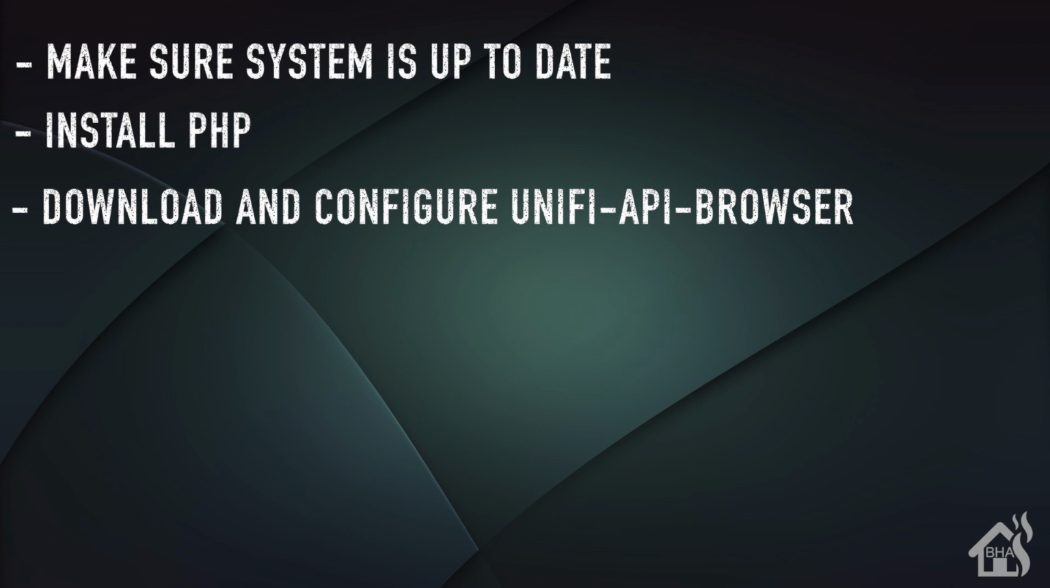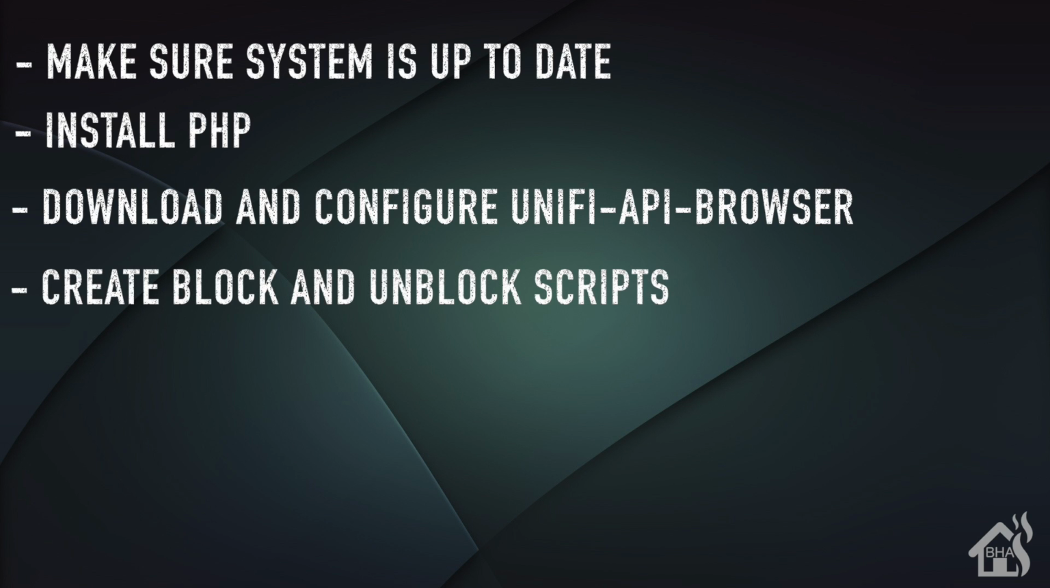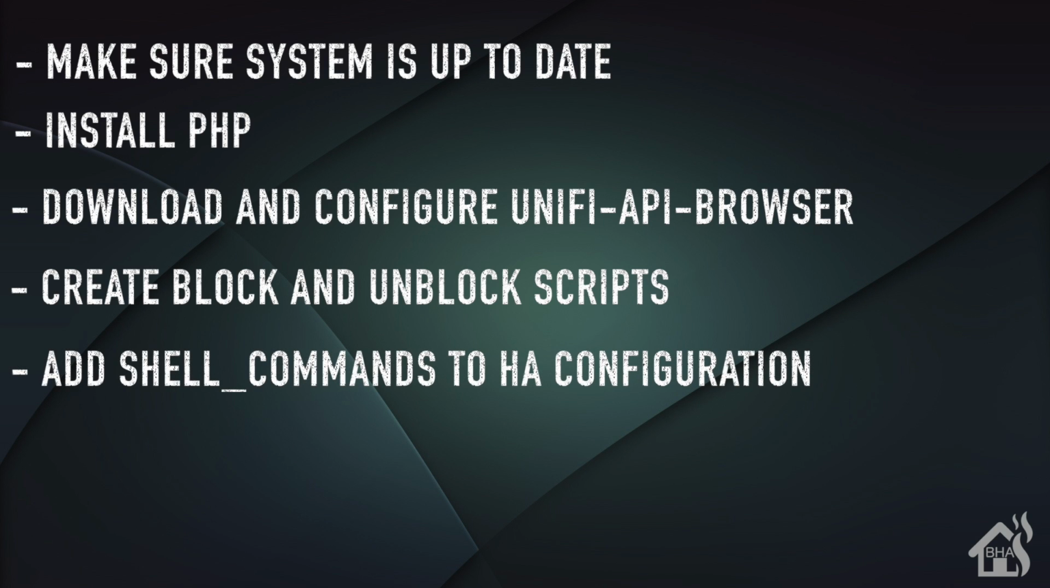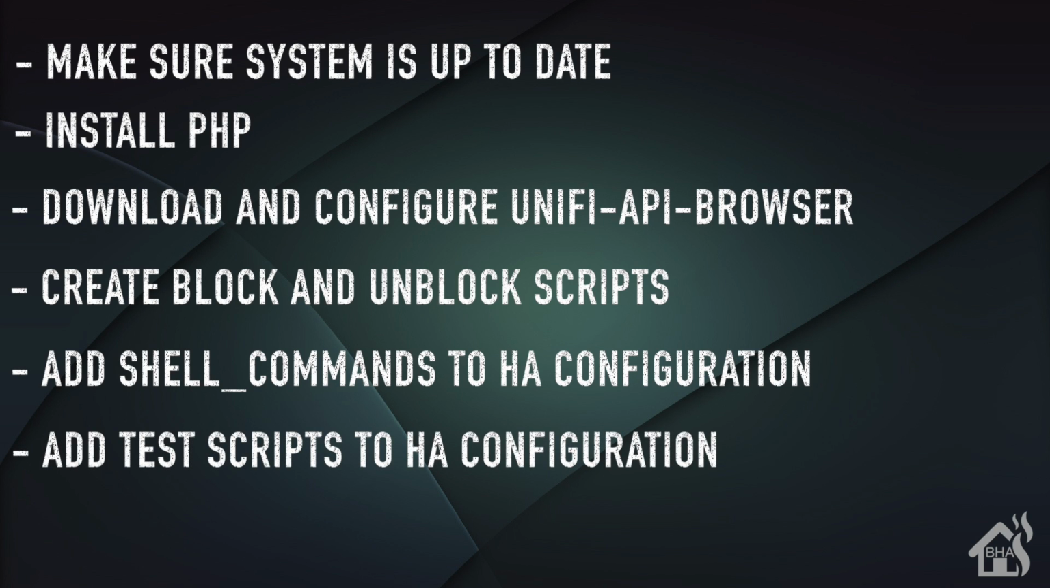Then after that, we're going to write a block and an unblock script that we'll use in Home Assistant. Fifth, we will be adding the shell commands that point to those block and unblock scripts. After that, we will then add test scripts into Home Assistant configuration that we can use to initiate those shell commands. And then, of course, lastly, we're going to test everything out and show you what that looks like. So let's get started.